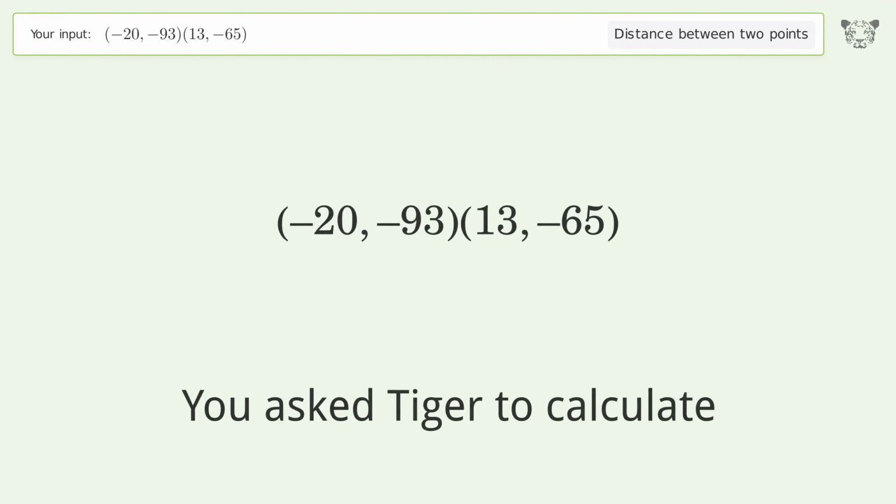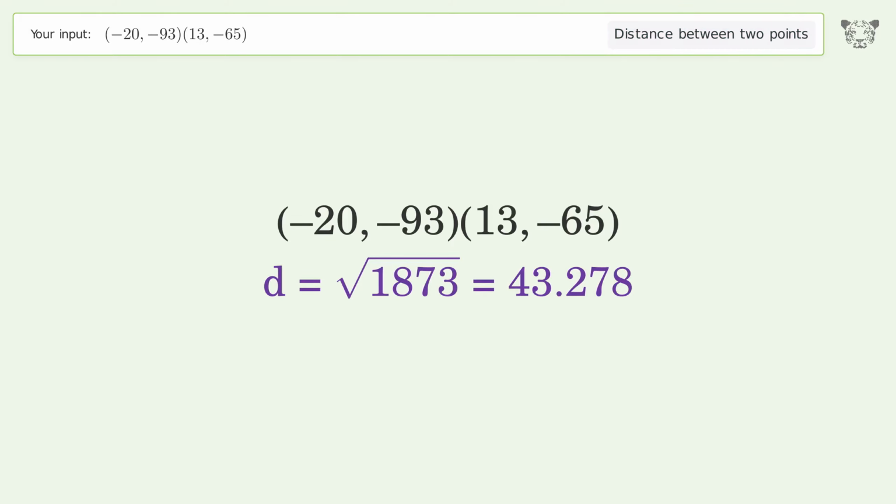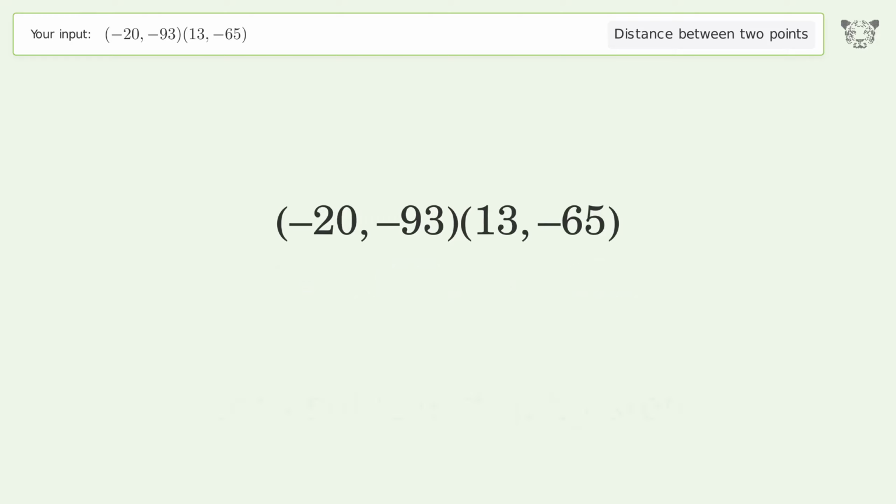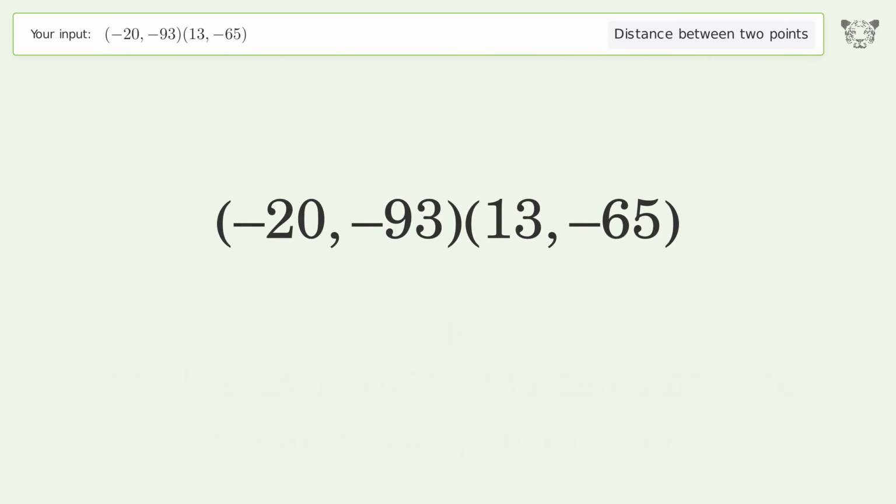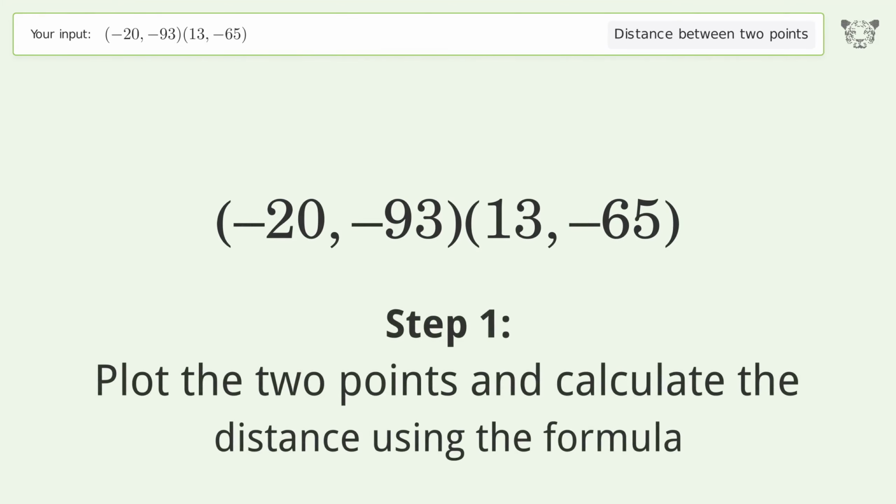You asked Tiger to calculate the distance between 2 points. The distance between the 2 points is the square root of 1873 or 43.278. Let's solve it step by step. Plot the 2 points and calculate the distance using the formula.